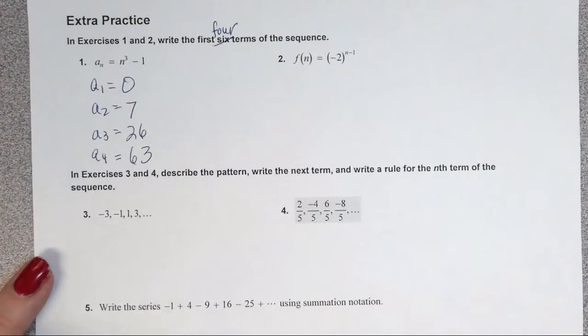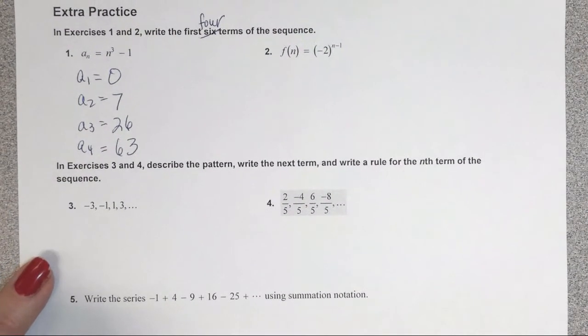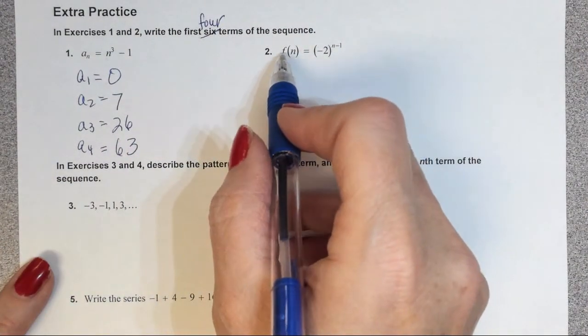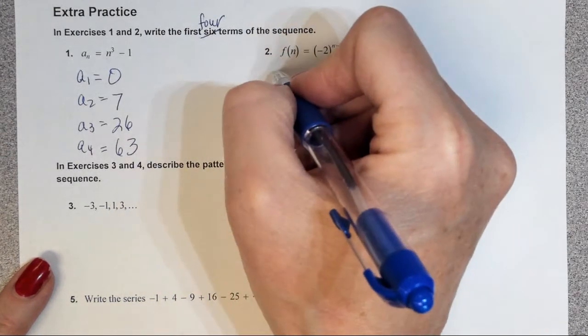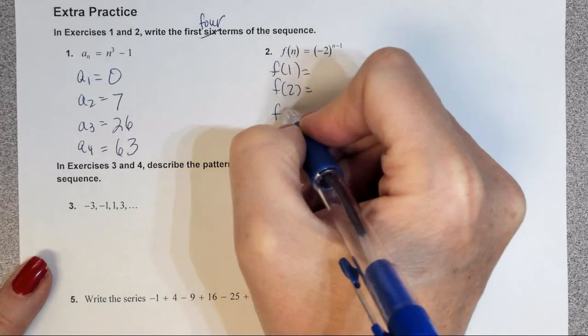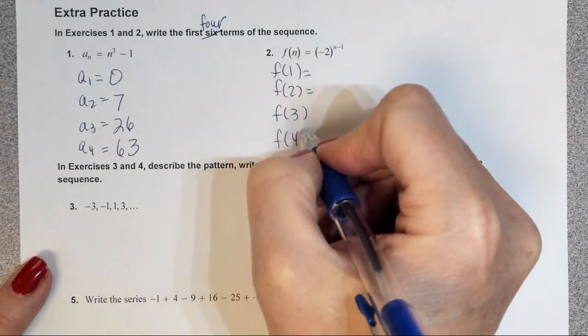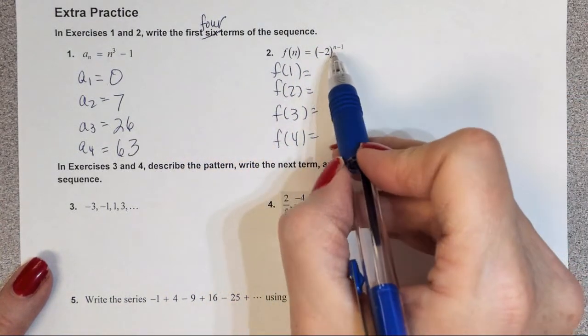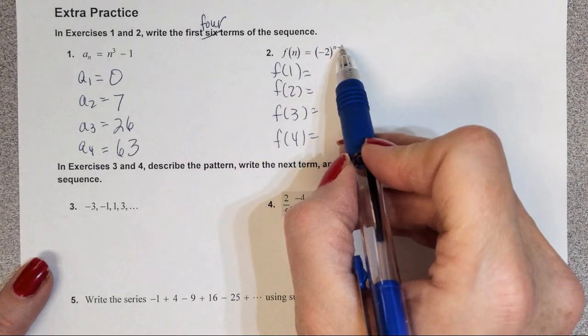Good. So there would be our first 4 terms. Okay, for this one, same thing. It can be written like this too. We're going to find f of 1, that's the first term, second term, third term, fourth term. Just substitute it in. If I plug in 1, 1 minus 1 is 0.